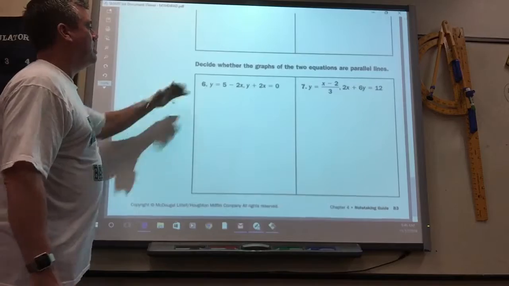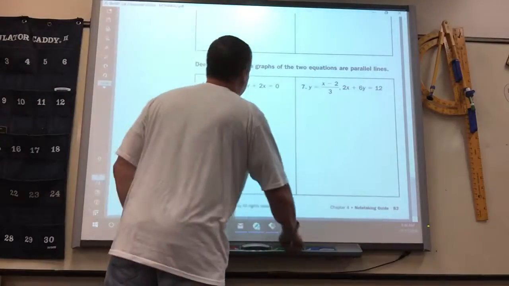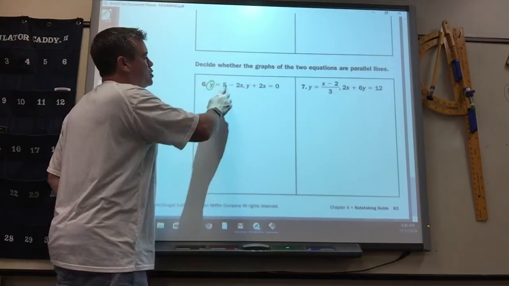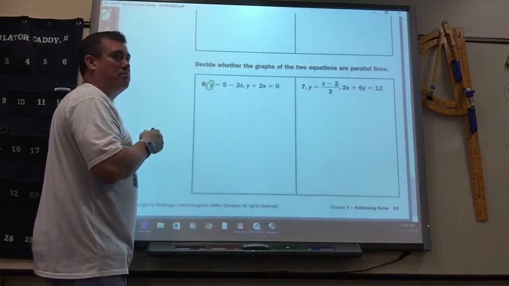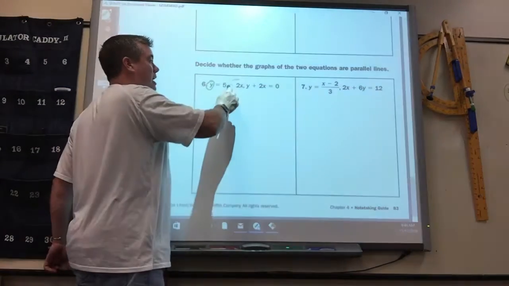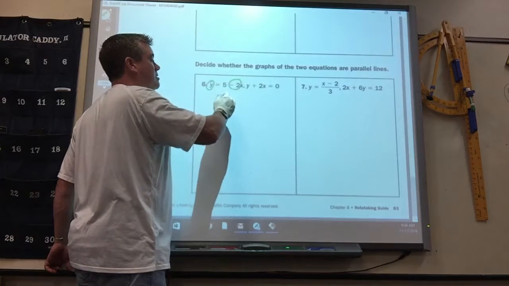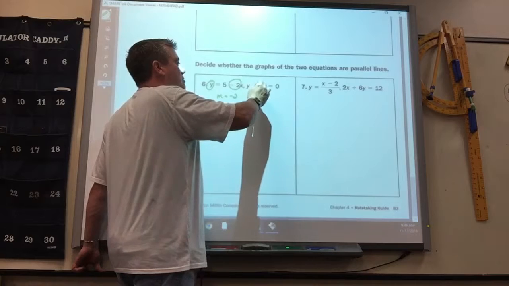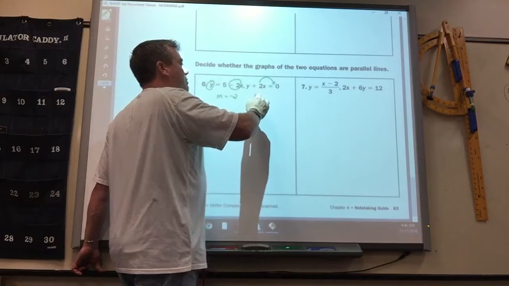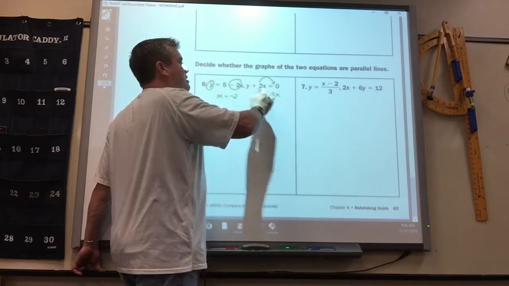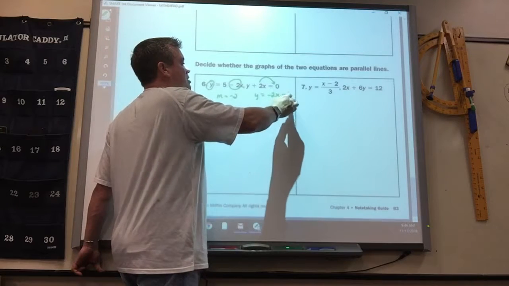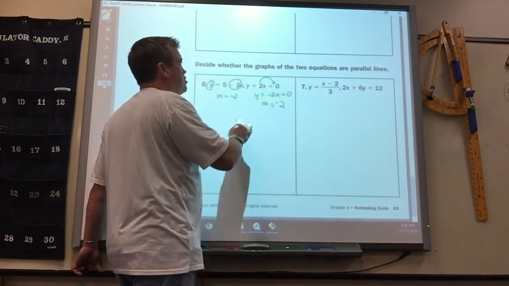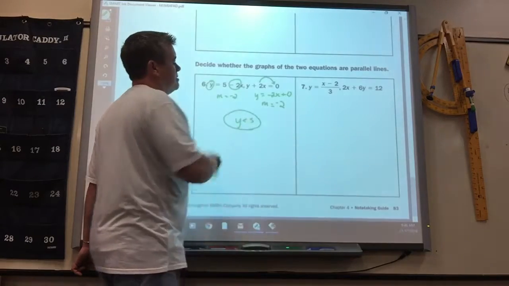Okay. All right, decide whether these are parallel. Here, this work's done for you, the y is by itself. So which one of these numbers is the slope? Right, the number in front of the x. Here, I gotta get the y by itself, so I move this over. It'd be y equals negative 2x, it would change from plus to minus, plus 0. So this slope is also negative 2, so you just put yes.